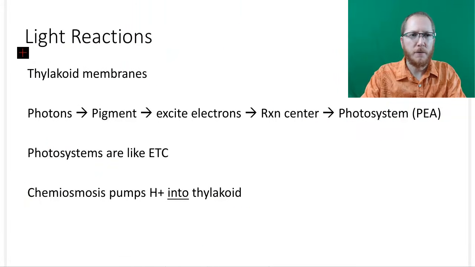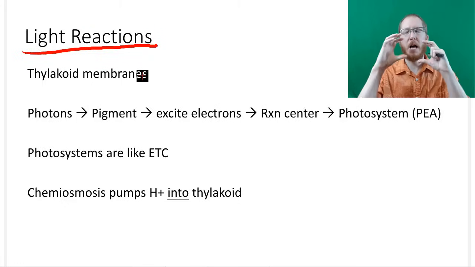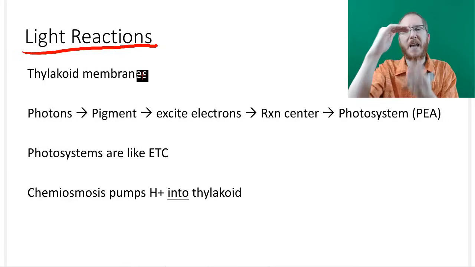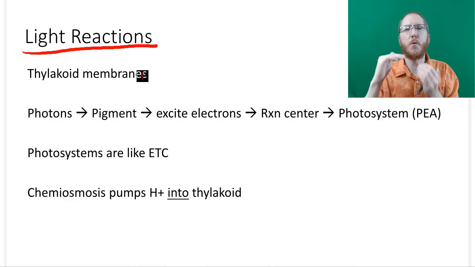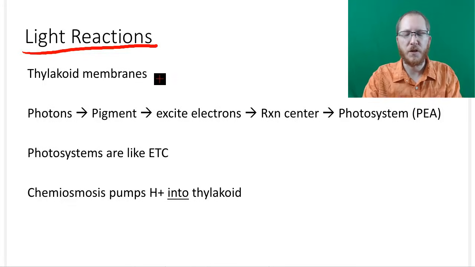Okay, the light reactions are going to take place in the thylakoid membranes. So you'll see this is one of the reasons that a chloroplast tends to have lots and lots of thylakoids, where they're in stacks inside of it, because it gives them more surface area. The more surface area they have, the more enzymes, the more of these what we'll call photosystems can be embedded.